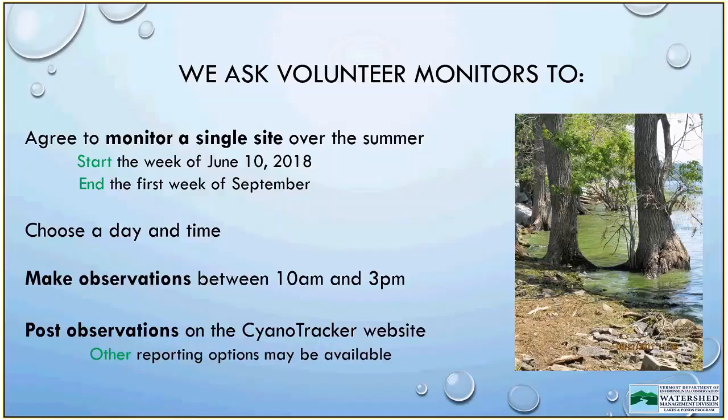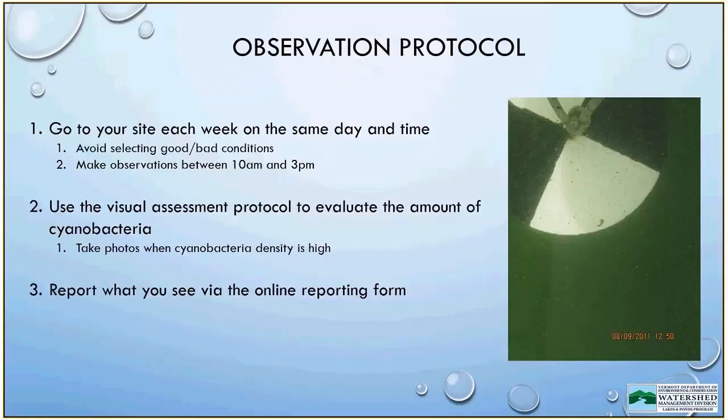So your protocol, again, is to go to your site each week, preferably on the same day and time, and that allows you to avoid selecting good conditions or bad conditions. And again, you'll make your observations between 10 and 3 p.m. You'll use the visual assessment protocol to evaluate the amount of cyanobacteria that are present at that particular time, and then you'll report what you see through our online reporting form.